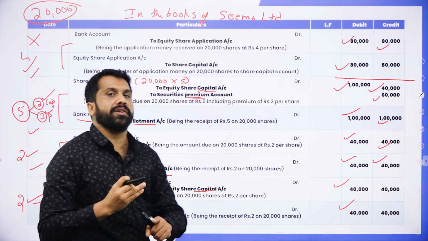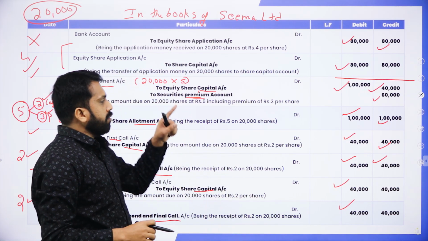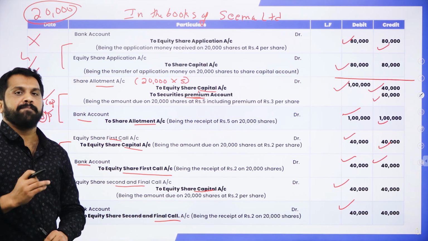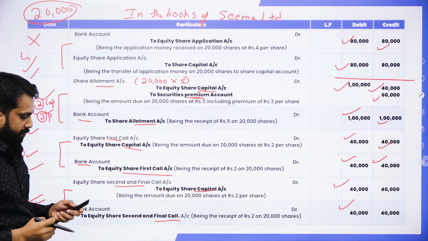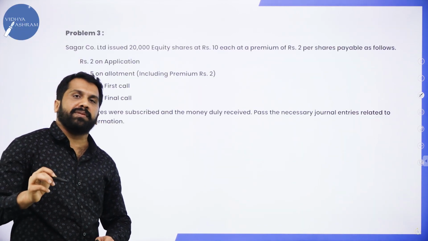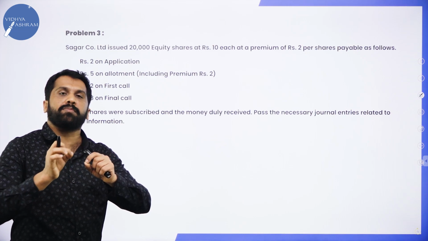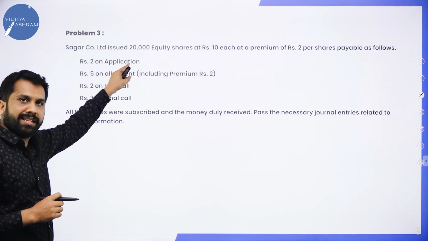Next problem we are going to solve so that you will have clarity on how to solve issue of shares. We don't have a solution for that; we will find the solution. Problem number 3. Sagar Company Limited. So in the books of what? In the books of Sagar Company Limited.